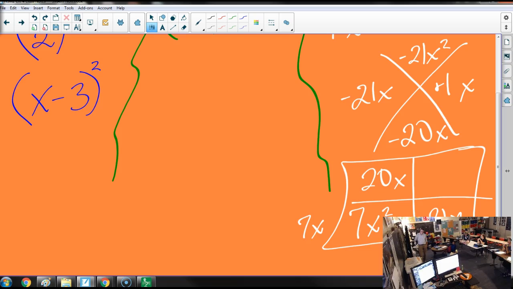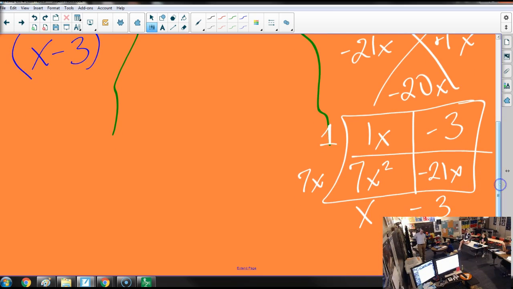There are still opportunities for mistakes, even taking this method, which is better. I goofed. I actually wrote 20 instead of the 1x. So this then would be 7, and by the way, the 1, I'm guessing, would be -3, if you want to fill in the box. And so x minus 3 times 7x plus 1.